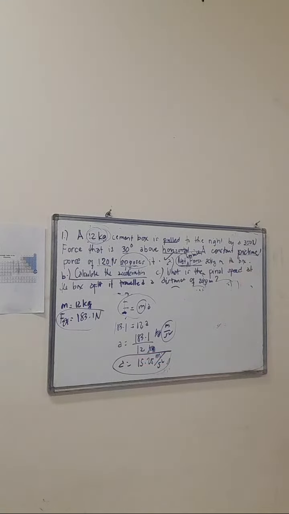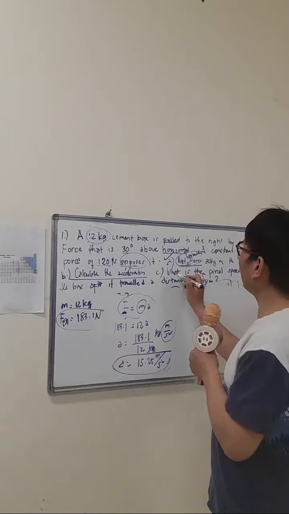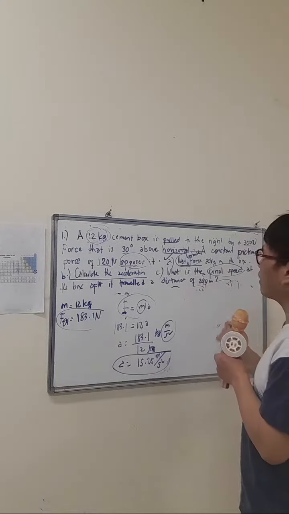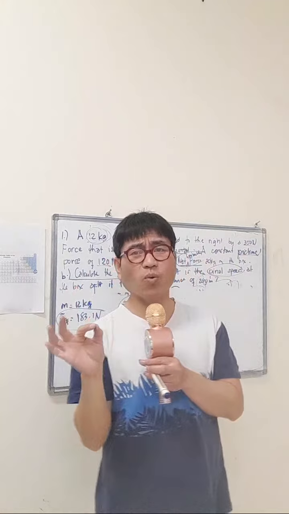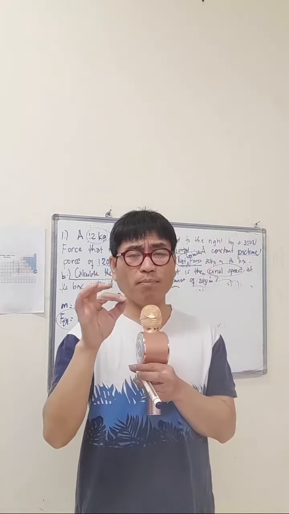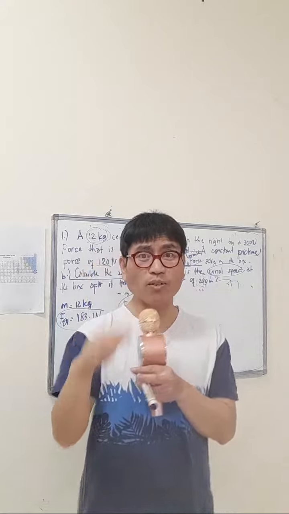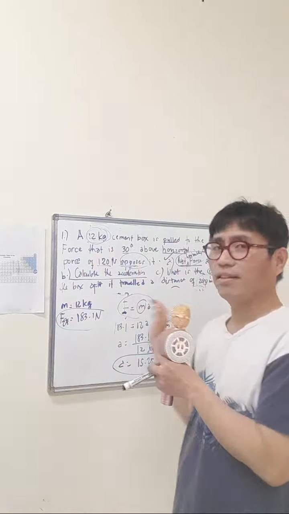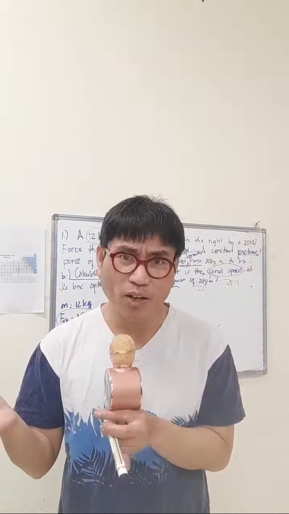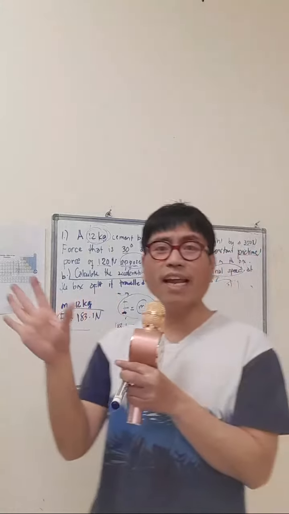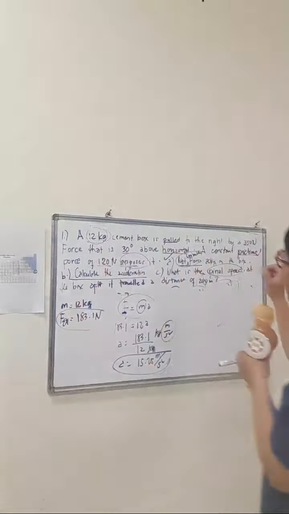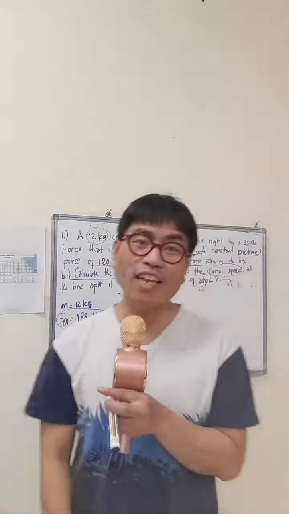Now, question number C. What is the final speed of the block after it traveled a distance of 200 meters? Now, these are kinematics, right? You will tend to use d equals initial velocity times time plus 1 half a t squared. Never use that one because our problem doesn't involve time. It doesn't depend on the time to finish pushing or pulling this box on the 30 degree inclined surface. So use the kinematic equation for final velocity.